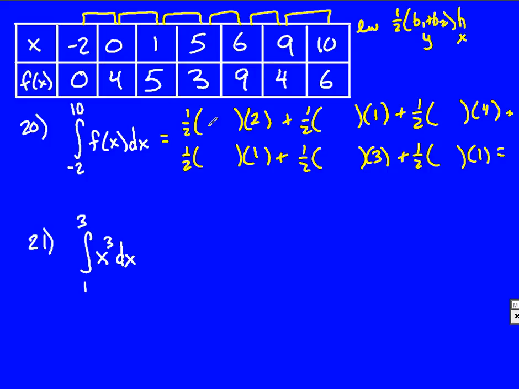Now, for base 1 and base 2, 0 is the left endpoint, 4 is the right endpoint. You're literally adding those two up. For the second trapezoid, from 4 to 5, you're adding 4 and 5. For the next one, you're adding 5 and 3. You're just adding the left and right endpoints together. And then you're going to add them all up, and you're going to get a final answer of 55.